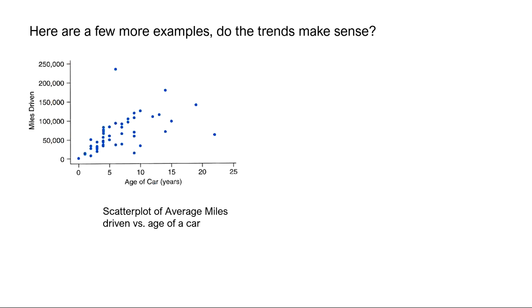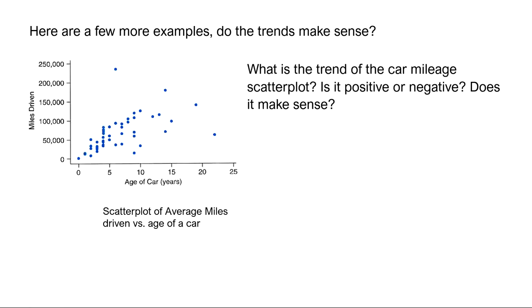So here's a couple more examples of trends, to try to make sense of that. If we look at this data, it's a scatter plot of the average number of miles driven for the age of a car. Does this trend make sense to us as we look at this? So what's the trend of the scatter plot? Figure out, is it positive or negative, and does it make sense?